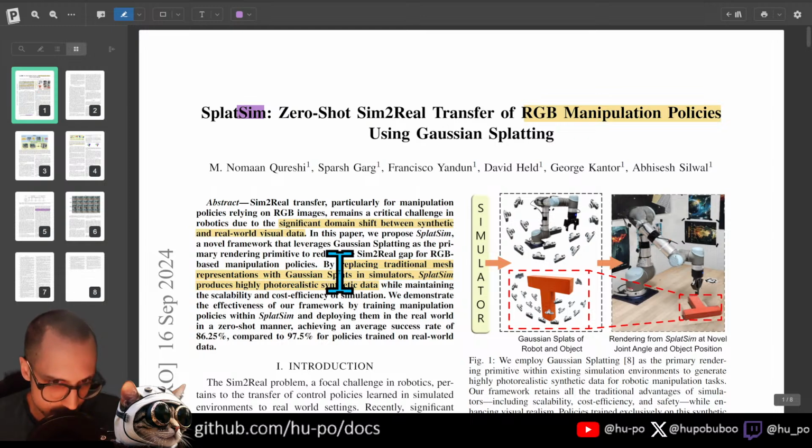So this is called the sim-to-real problem: how do you train something in sim, which is very easy to do in the cloud? You can do it in parallel. You can collect a lot more simulation data than real data, but it just isn't quite as good as real data. So how do you deal with this significant domain shift between synthetic and real-world visual data? And this is where they're going to be using Gaussian splats. They're going to be replacing the traditional mesh representations with Gaussian splats in simulators. Okay, SplatSim produces highly photorealistic synthetic data.